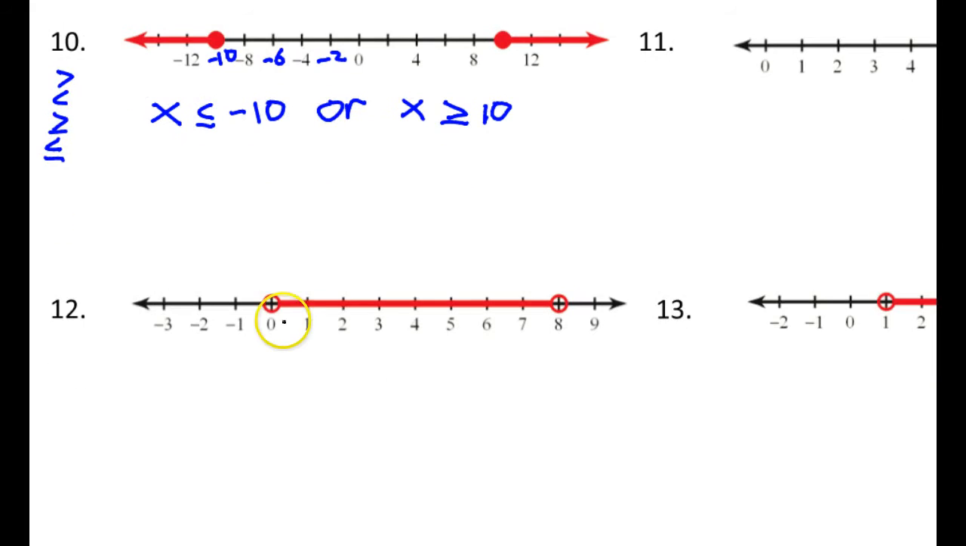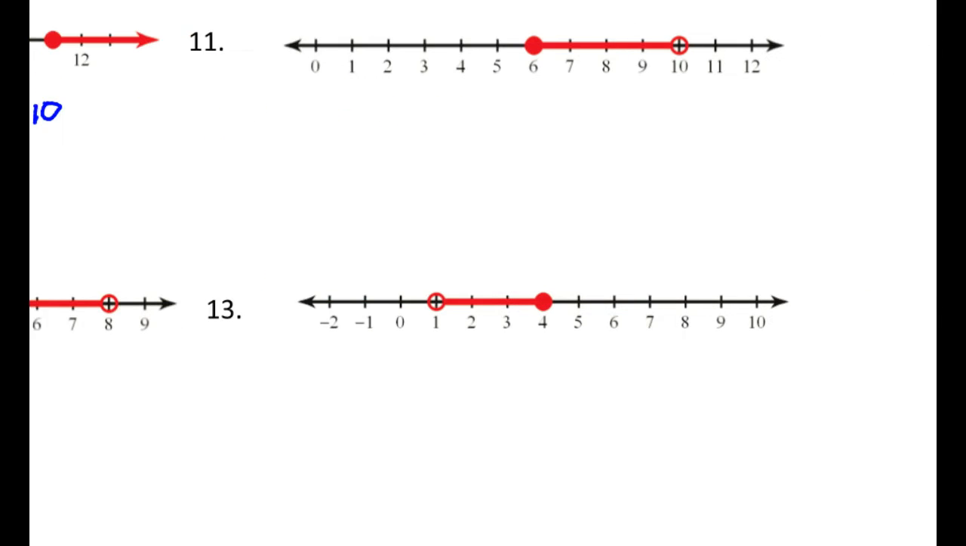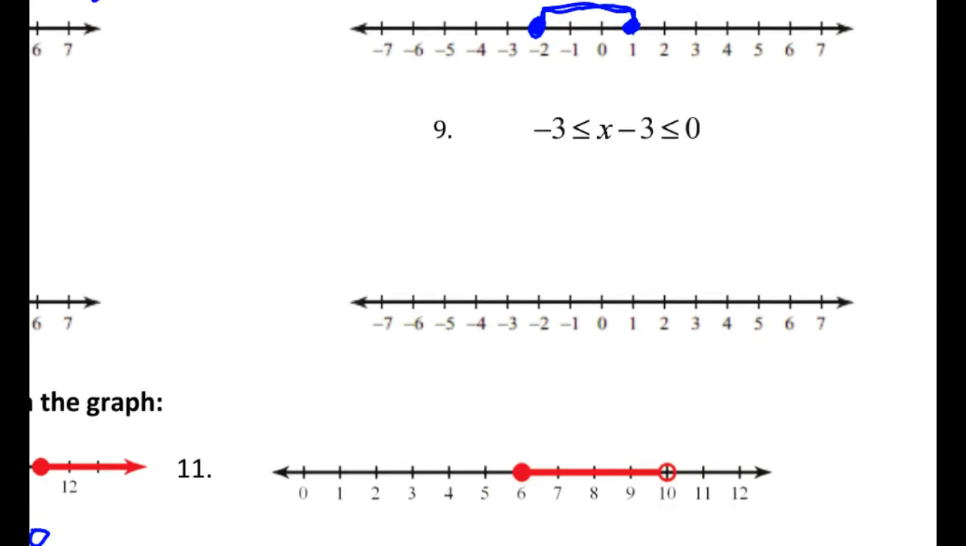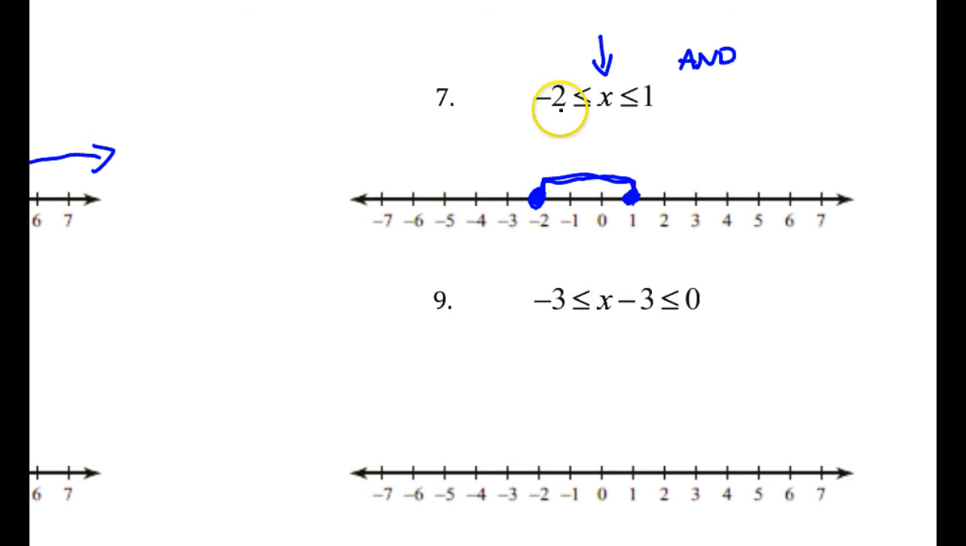Good. Number 12, just like before, we're looking for an answer that looks like this right here. Okay? Right now. That has this. Okay? All the numbers between negative 2 and 1.